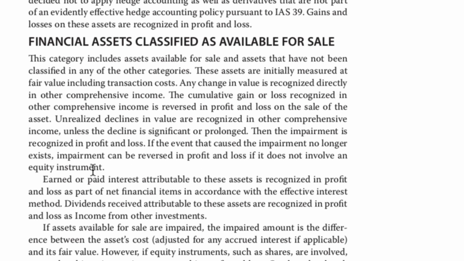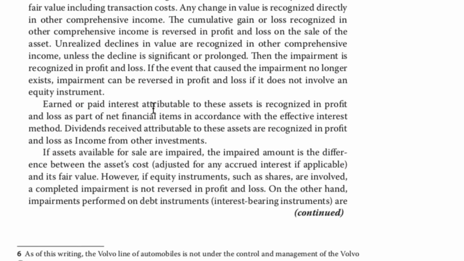If the event that caused the impairment no longer exists, impairment can be reversed in profit and loss if it does not involve an equity instrument. If it involves debt, we can reverse it. If it involves equity, what happens is the new fair value is simply already reflected in OCI because it's already carried at fair value, and the unrealized gain would just be a new addition to the accumulated other comprehensive income. Earned or paid interest attributable to these assets is recognized in profit and loss as part of the net financial items in accordance with the effective interest method. Dividends received attributable to these assets are recognized in profit and loss as income from other investments. So that's consistent with all four categories where any interest or dividends go directly to the income statement.